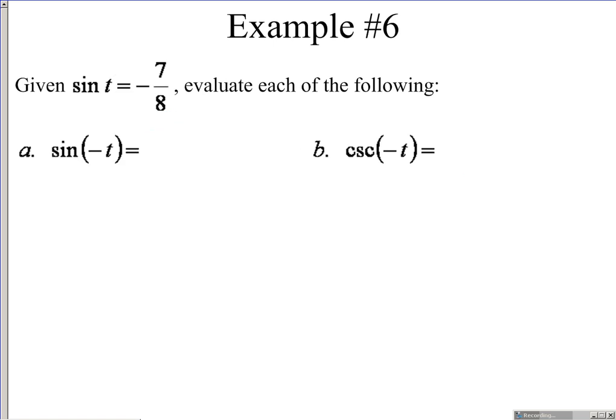Sine of t is negative 7/8. Evaluate each of the following. Well, sine is an odd function, so the sine of t is negative 7/8. That means the sine of negative t is going to be the opposite, positive 7/8. Cosecant of negative t is going to be the reciprocal of the sine of negative t, so that's going to be 8/7. So for the first problems in the homework, all you're doing is using those even odd identities to evaluate some functions.